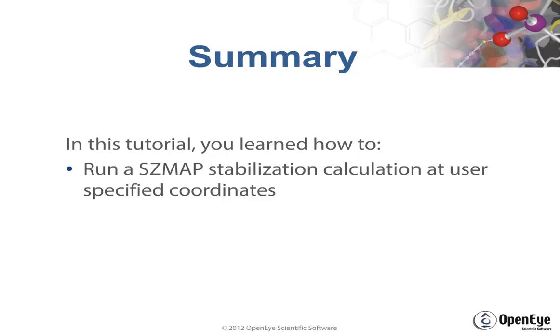In summary, you learned how to perform a stabilization calculation at coordinates other than the ligand. It is important to note that the main difference between this calculation and the one done using ligand atoms is that this calculation will provide water stabilization information, whereas the ligand position calculation allows you to glean some information about the binding site.